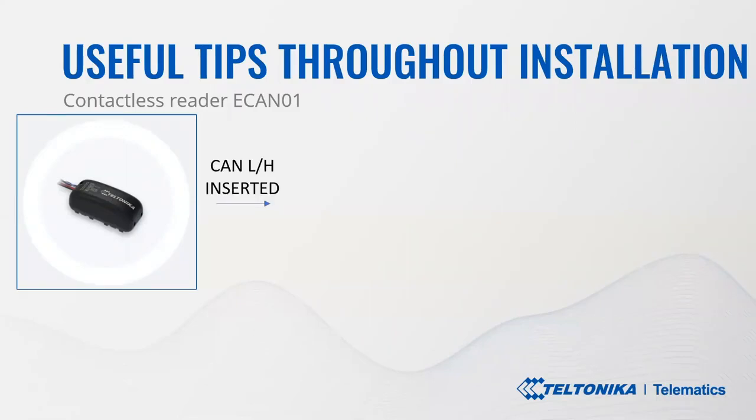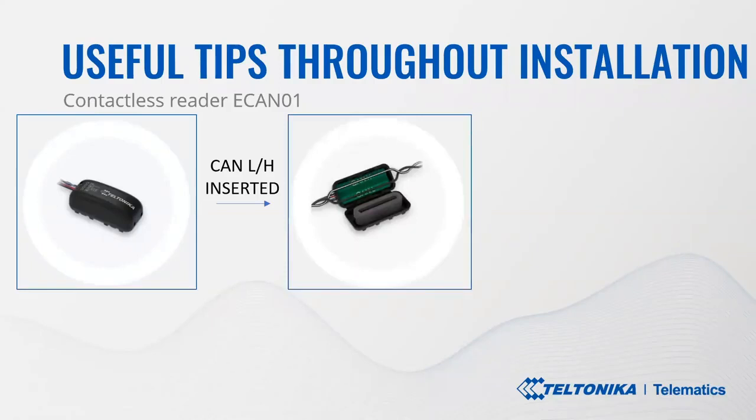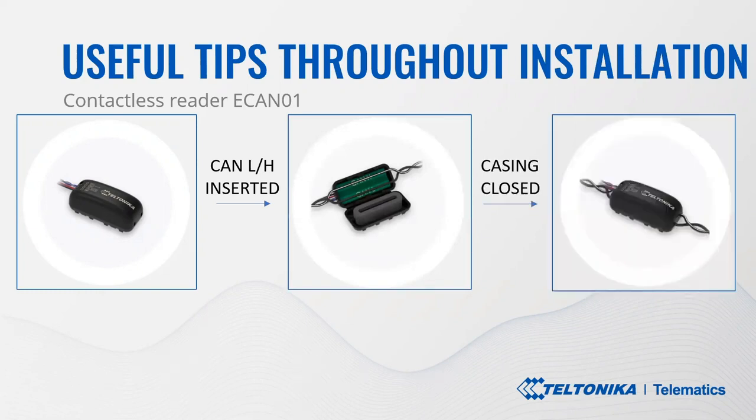So basically you have the CAN L and H wires inserted into our casing in the specific locations. You must enclose the casing fully and firmly. And basically this covers the whole procedure. So as you see, it is a really simple way to perform the installation.